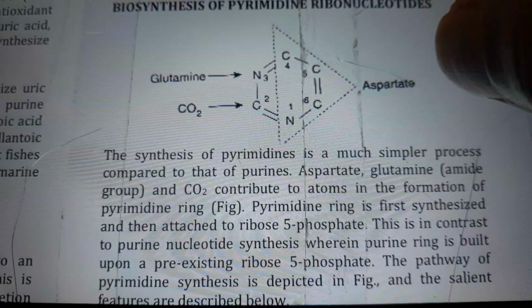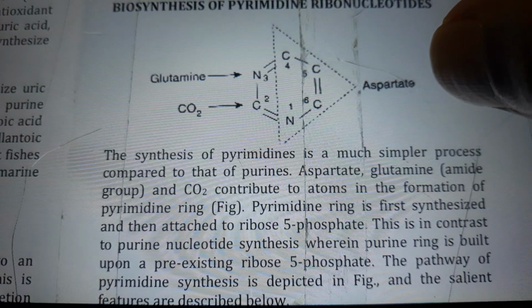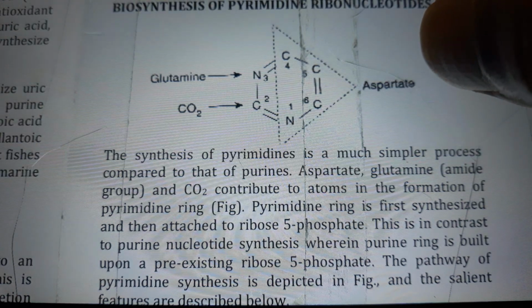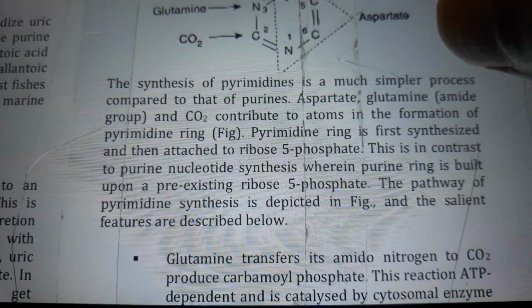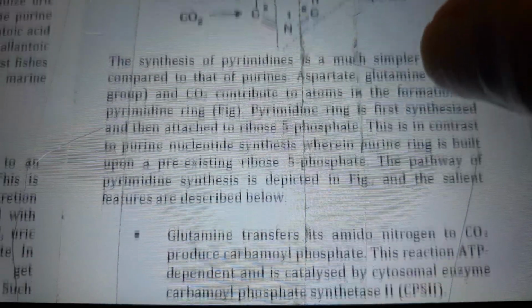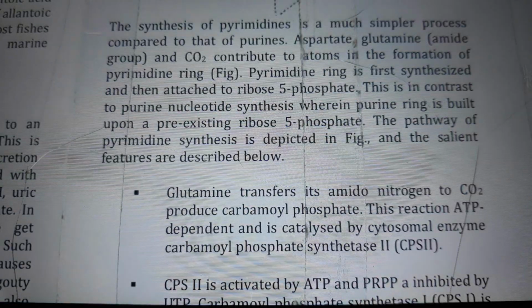Biosynthesis of pyrimidine nucleotides. That's glutamine, carbon dioxide, and aspartate. The synthesis of pyrimidines is a much simpler process compared to that of purines. Right? Aspartate, glutamine amide group, and CO2 contribute atoms in the formation of the pyrimidine ring.